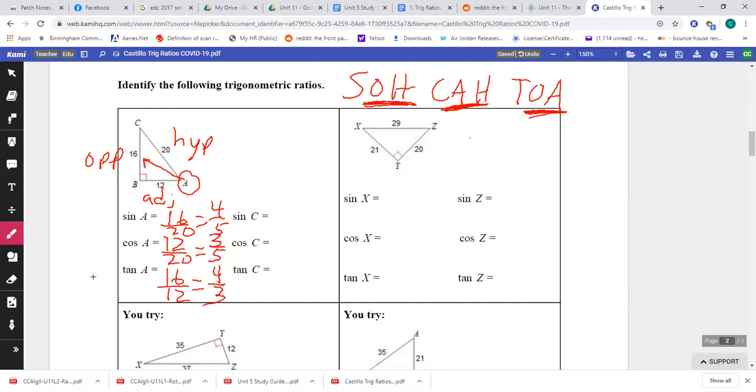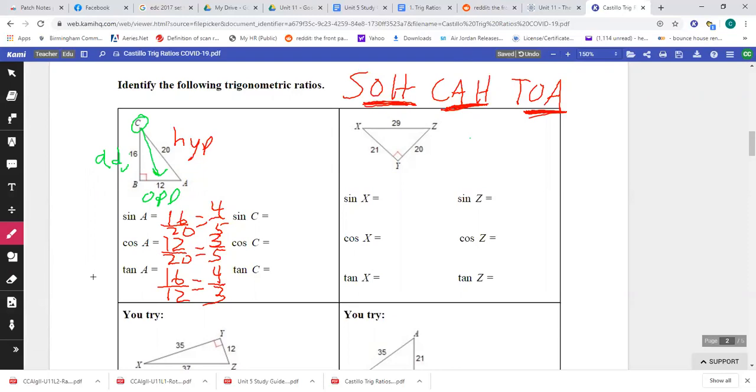And now if I do the second column, you see how we change our angle of focus now, right? We're not focused on angle A anymore. Now we're focused on angle C. So if I focus on angle C this time, you see how this becomes my opposite now. This becomes my adjacent.